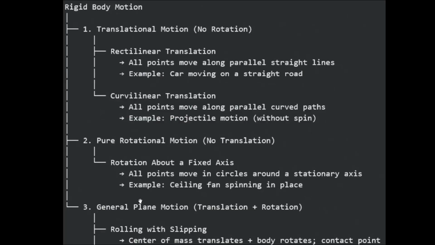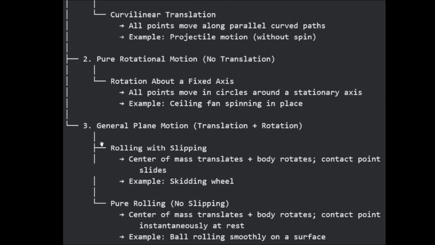Pure rotation is rotation about a fixed axis. All points move in circles around a stationary axis. Example, a ceiling fan spinning in place. Now, of course, in real life, we don't see just these two. It is a combination of translation plus rotation. Under this, there is one more general classification that I missed, wherein you have random movement. These two are not random movement. I mean, these are movement, yes, but you can have one more classification, random movement, that I missed.